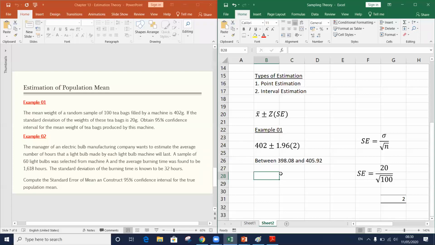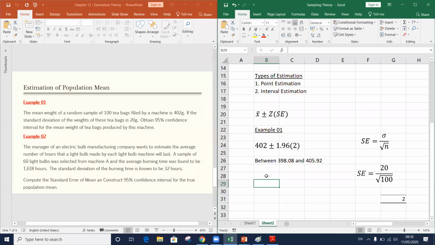Right. This is easy, right? You just need to know these three figures. What is the sample mean value, right? What is the Z value corresponding to the given confidence interval, and what should be the standard error of mean value, right? Based on that you can estimate what will be the population mean, right?